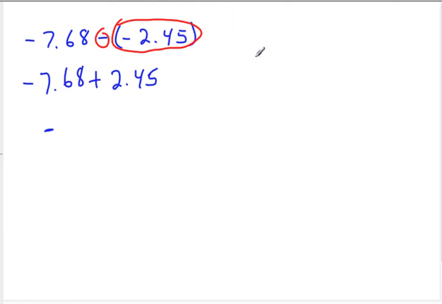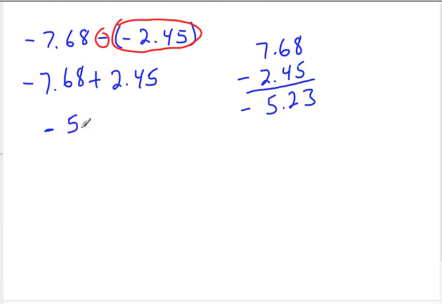And when you're doing your vertical subtraction, the biggest number has to be on top. So even though technically we're subtracting this from that, we have to reverse it for now and just remember that our answer is going to be negative. So 8 minus 5, 6 minus 4, 7 minus 2, not a problem. No borrowing necessary.